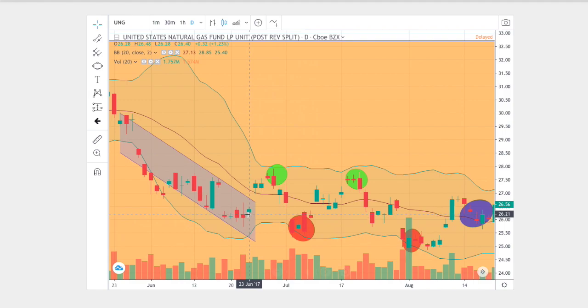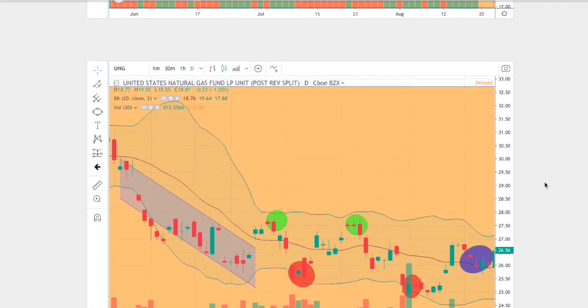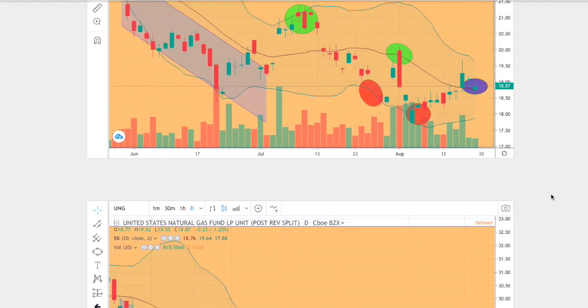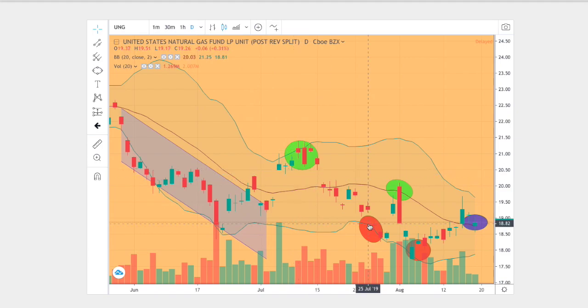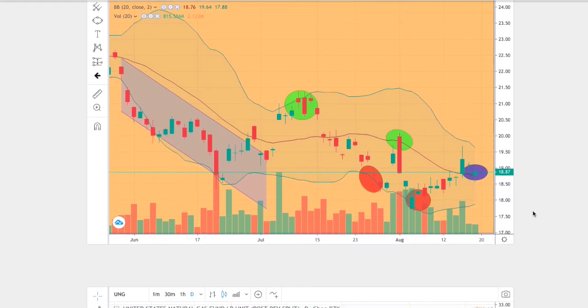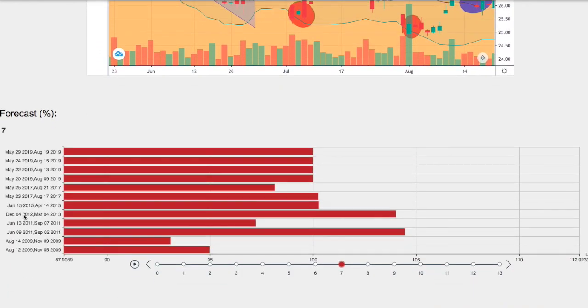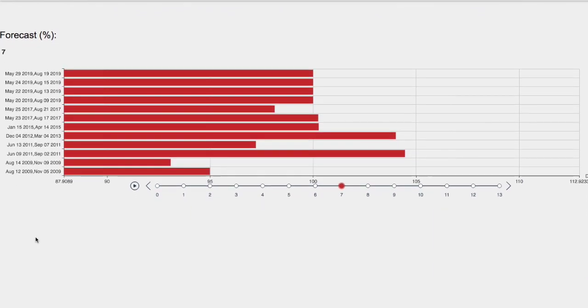So what we have is 1, 2, 3, 4, 5, 6 points, and 1, 2, 3, 4, 5, 6 points that are similar and identical. So there's reason to believe that the trends and patterns are the same. The outcome and forecast should be fairly the same.